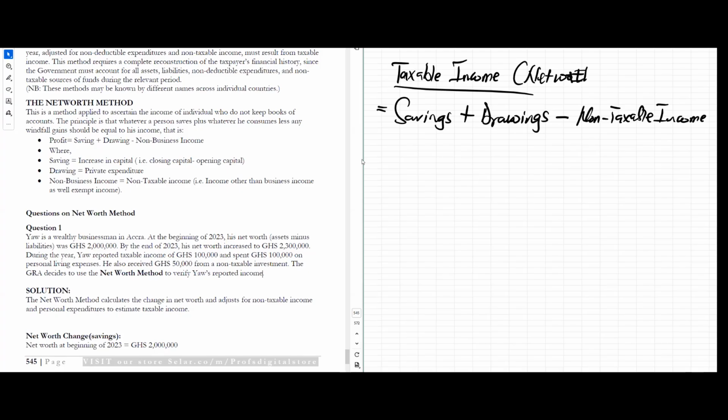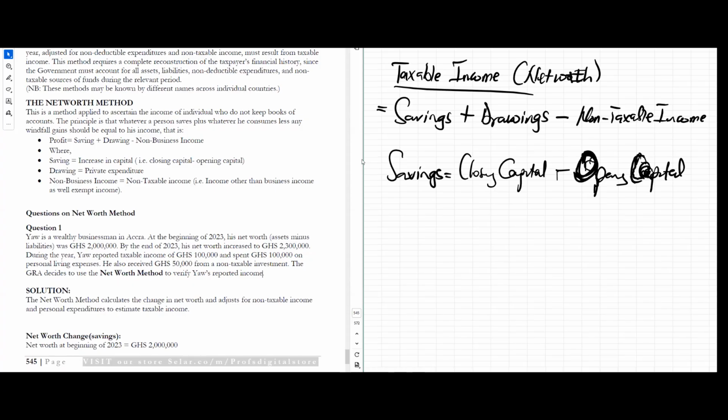Okay, good. So now we have our net worth. So let's see. Your savings is actually equal to your difference in capital, right? So that is your closing capital, or your closing equity, minus your opening capital.